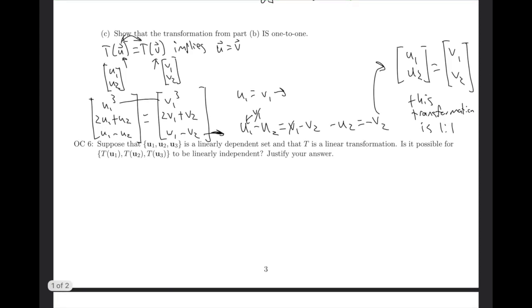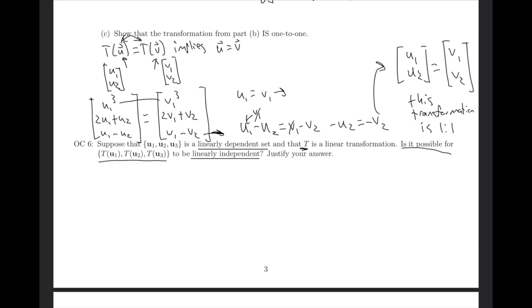Okay, and then the final one, or not the final one, we got a couple more to go. It says suppose that u1, u2, and u3 is a linearly dependent set. So let's keep that in mind. It's linearly dependent. And T is a linear transformation. Is it possible for the image set to be linearly independent? So this one's kind of tricky.